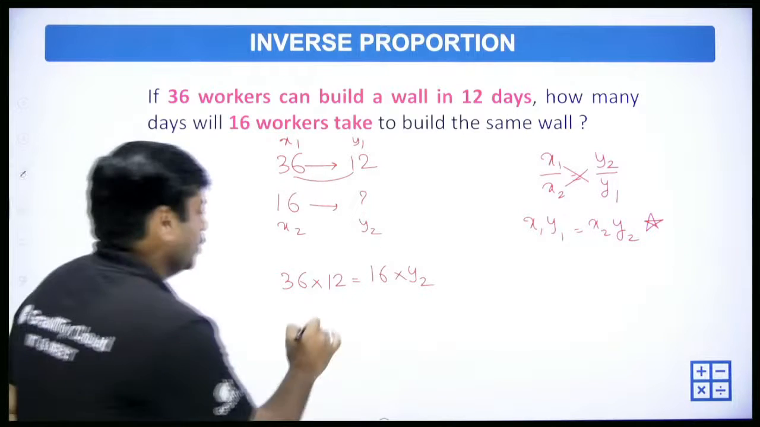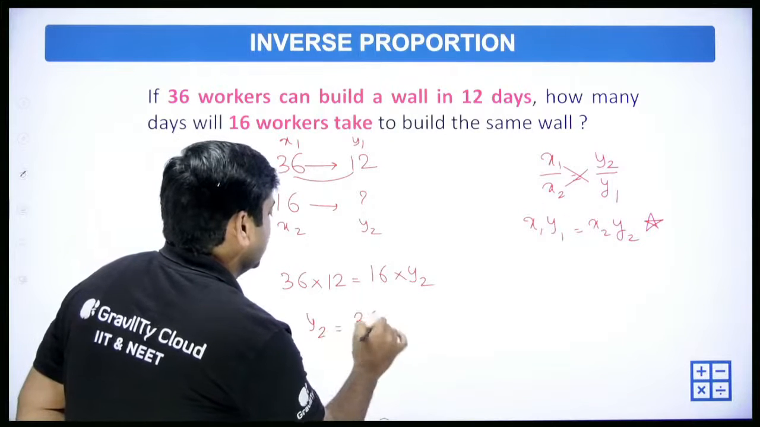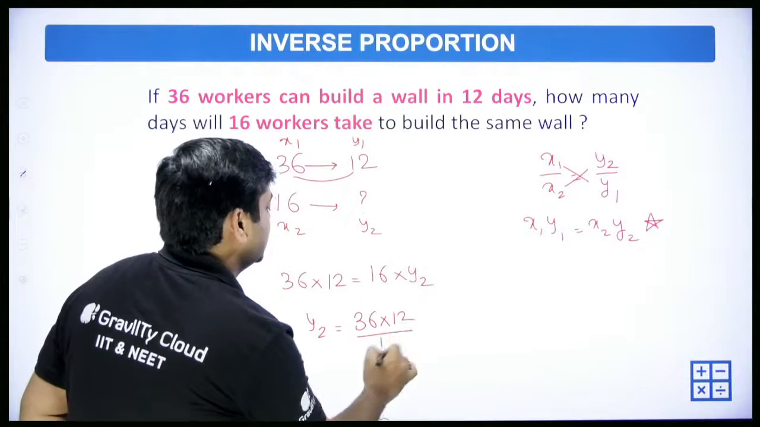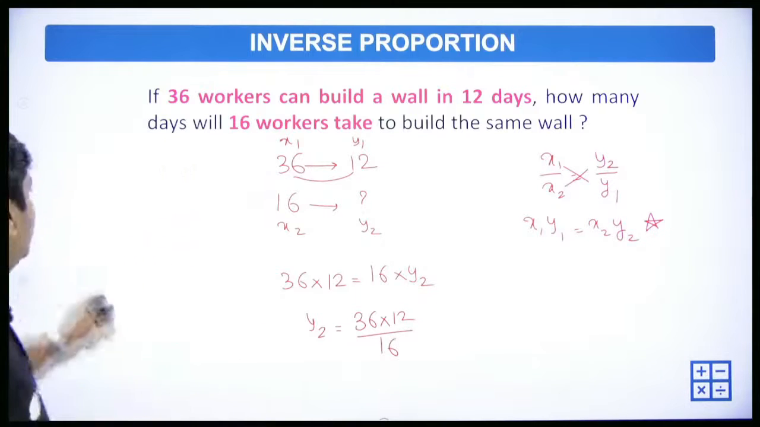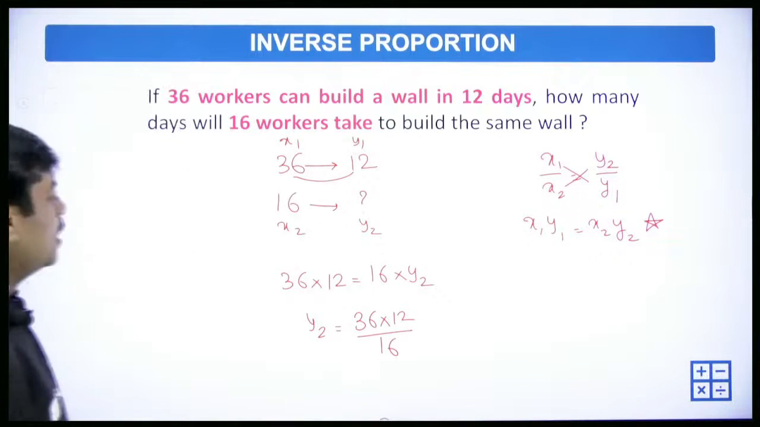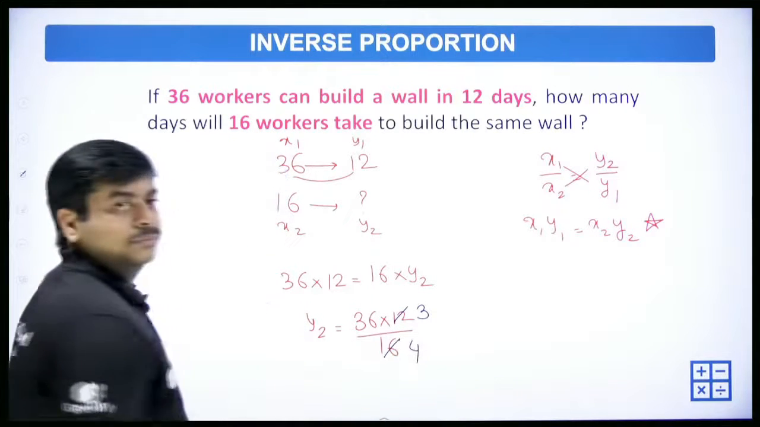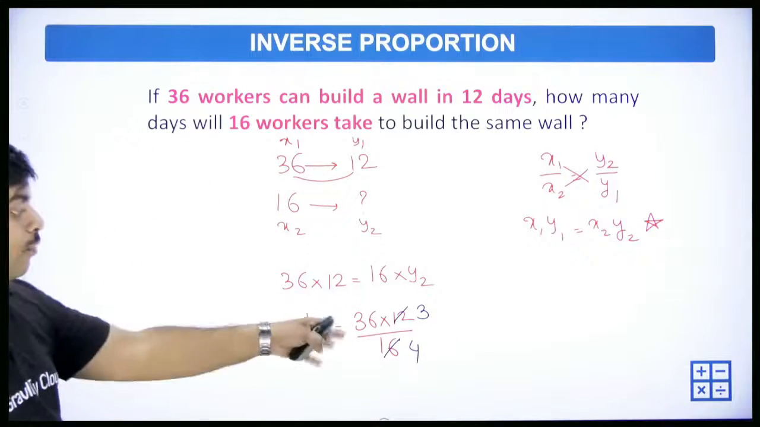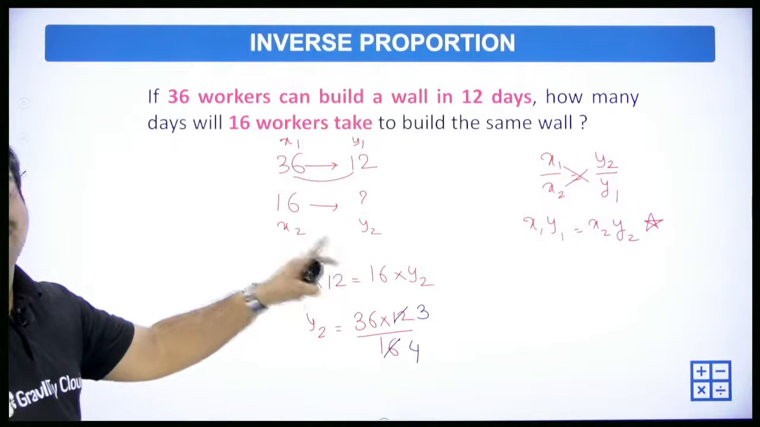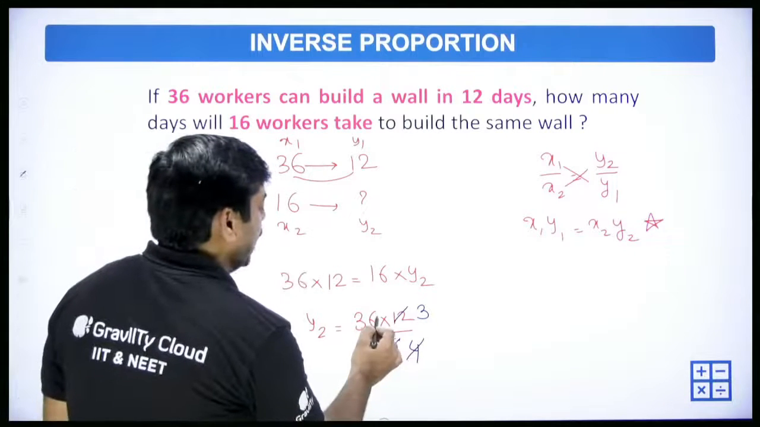Okay, so what is y2 equal to? y2 is equal to 36 into 12 by 16. So we need to cancel with 3 or 4. Threes are 12 and fours are 16. So we can cancel with 4 and again we will cancel with 4. 4 ones and 4 nines.